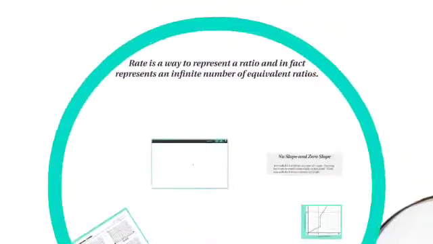The third big idea in this module is the idea of rates and how they represent an infinite number of equivalent ratios. A nice way to introduce this idea, after a lot of practice with reasoning about ratios like what we've seen so far, is with a graphing story.